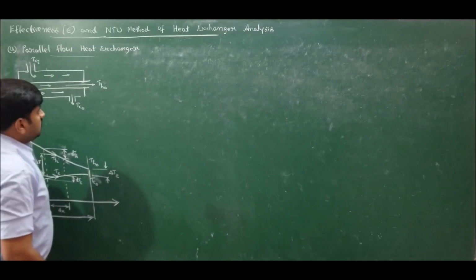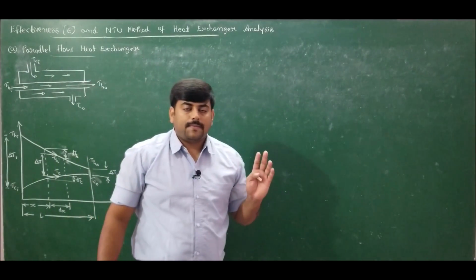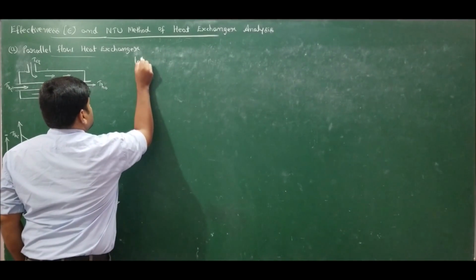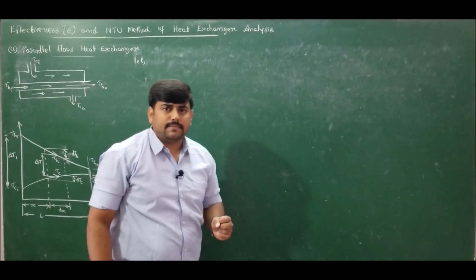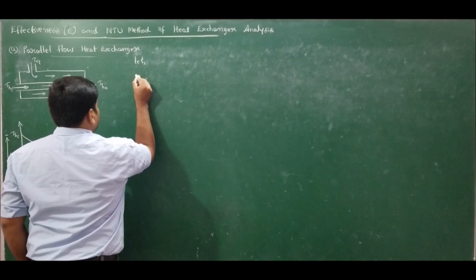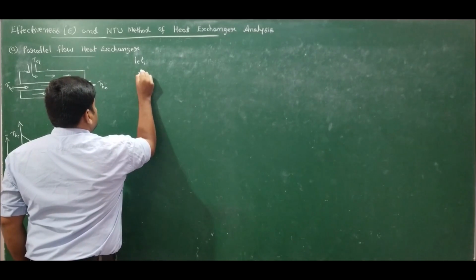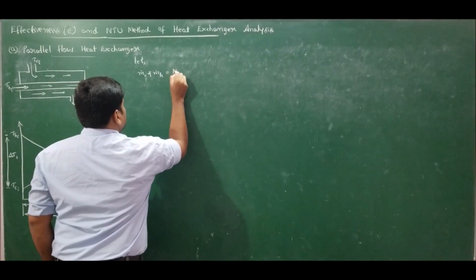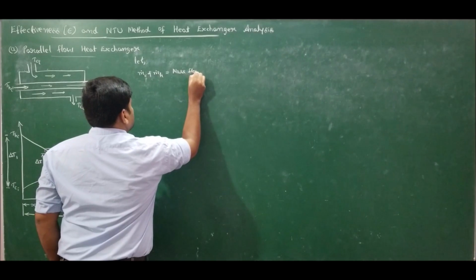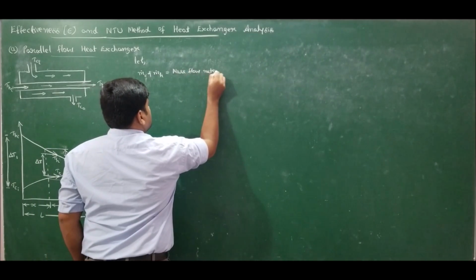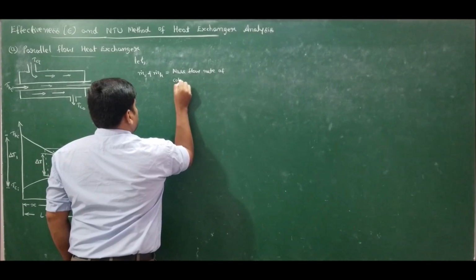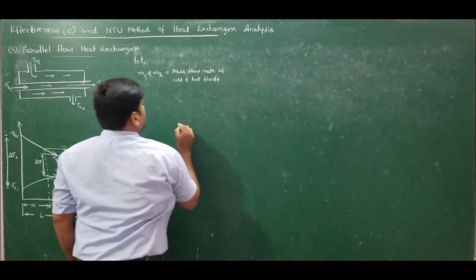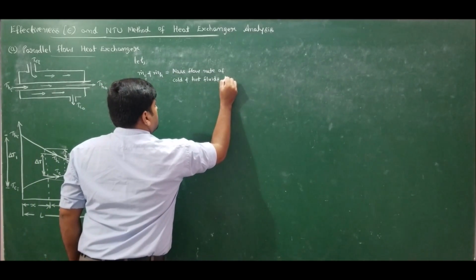Now in order to derive the expression, I should define the various terms. Let us define the terms first. Very first thing is the mass flow rate, right? So therefore, let me define mass flow rate first. Let m dot c and m dot h be the mass flow rate of cold and hot fluids. Unit will be kg per second.